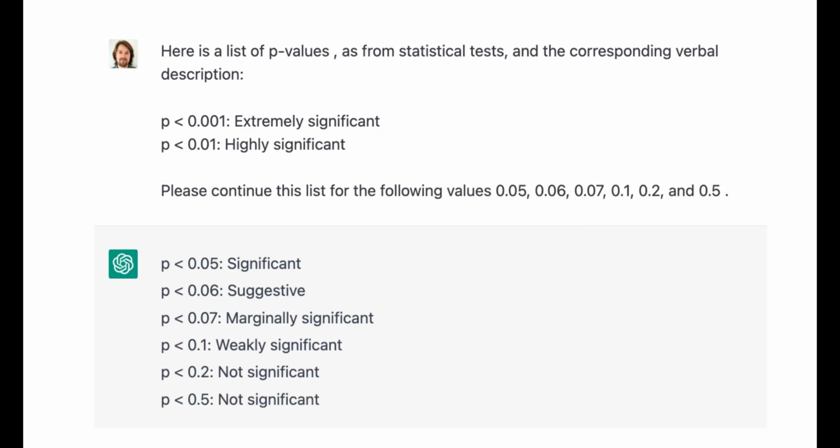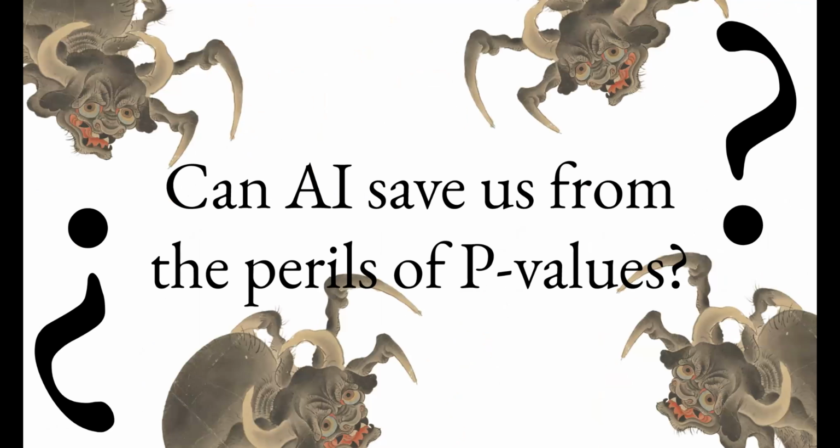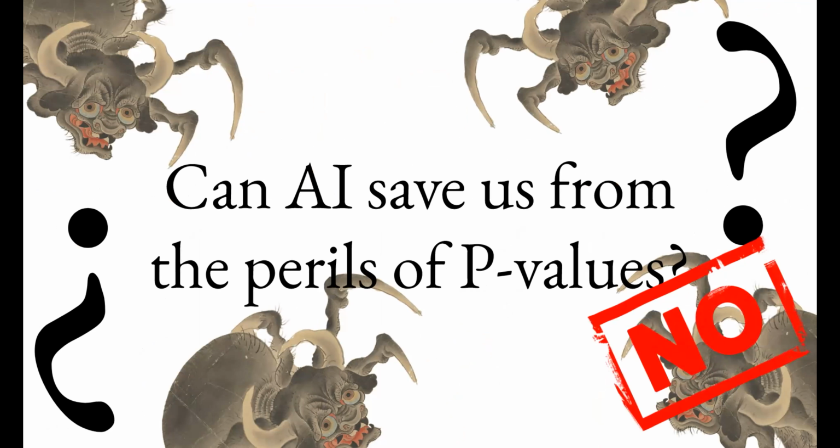So can AI save us from the perils of p-values? I think right now the answer is no. And as long as this AI is going to be trained on data from the internet where people are wrong about p-values so much, I think it's going to continue being no. So what can be done? I don't know. I just know one thing.